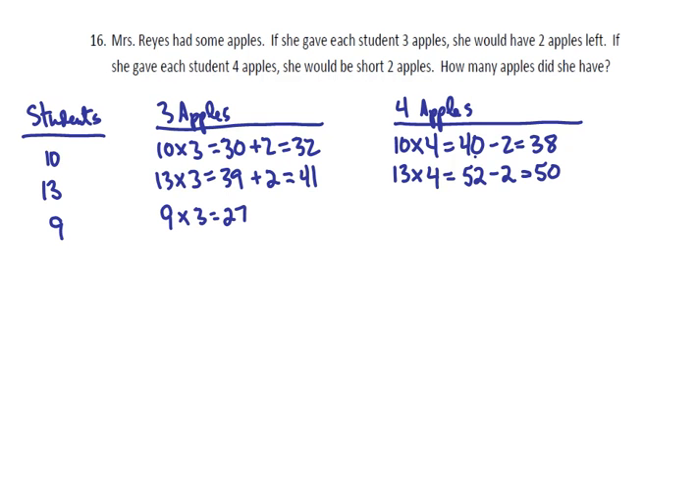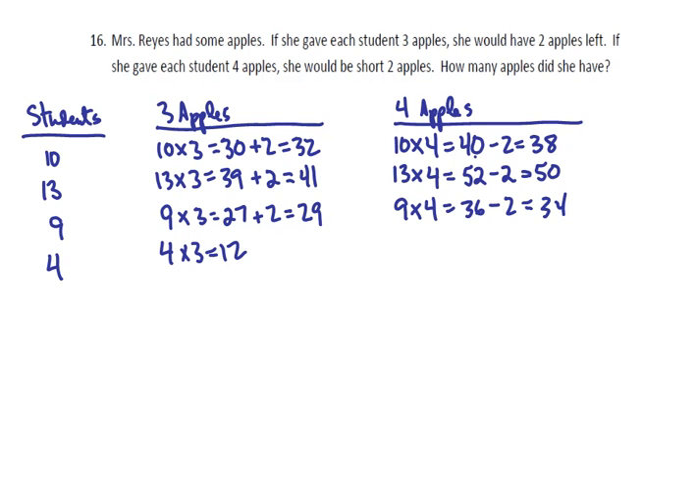9 students, 3 apples apiece would be 27, with 2 left over would be 29. 9 students, 4 apples each. She would need 36 but be short 2, so she would have had 34 in that case. Alright, so we went from 6 down now to 5 apart, and so each time we subtract a student, we are narrowing the gap between them by 1. So we need to narrow it 5 more, and so I'm going to suggest we try 4 students.